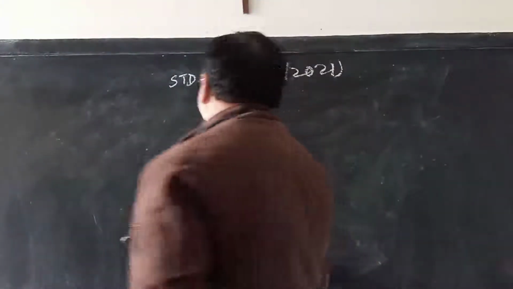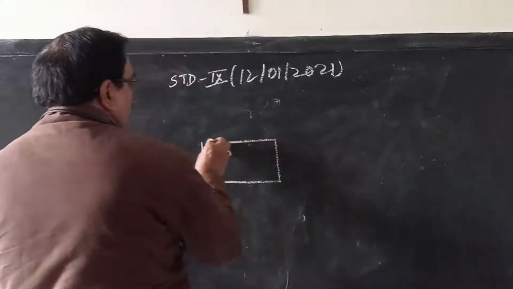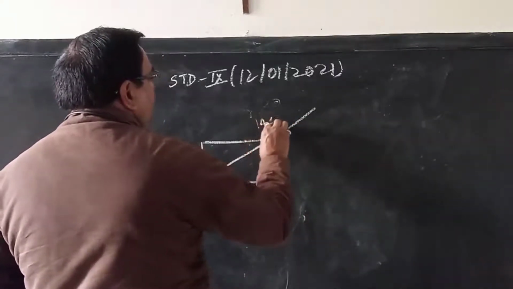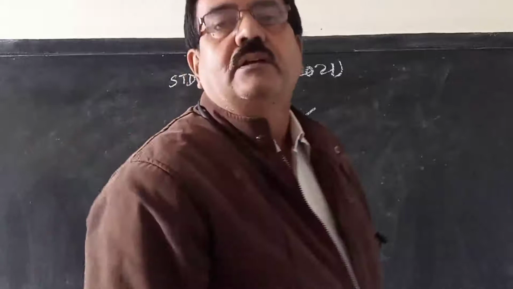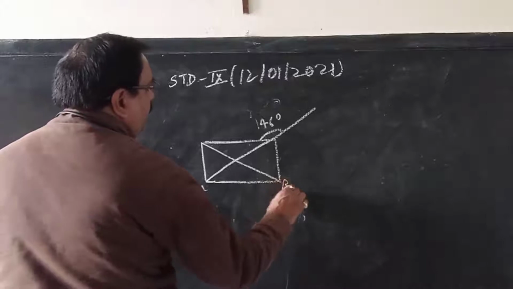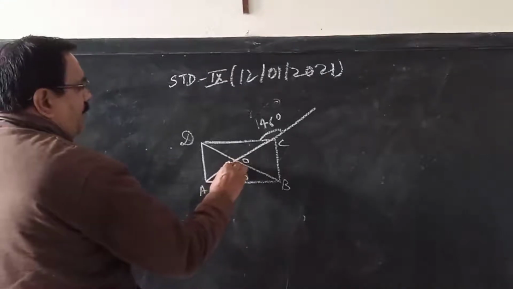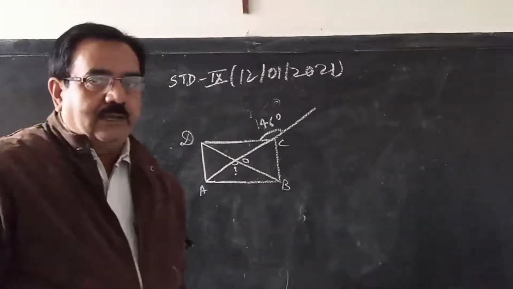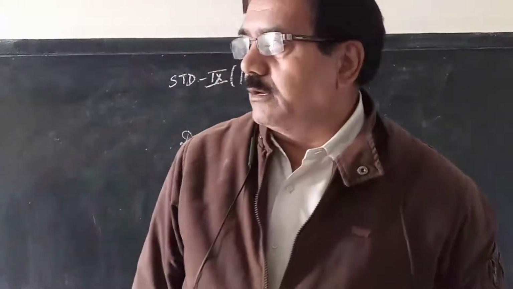Another question, see here. This angle is given as 146 degrees. This is a diagonal and ABCD is a given rectangle. This is O. Then we have to find this value, angle AOB. So we will use the same properties of the rectangle.